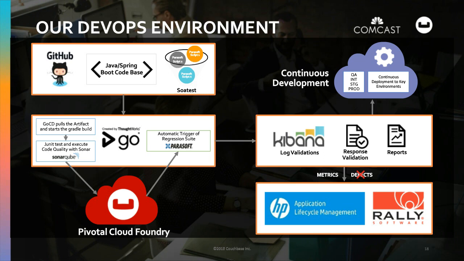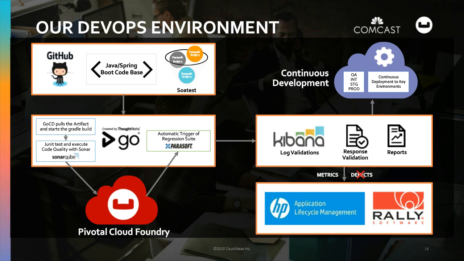So quickly walking through the flow, we use GitHub for our source code management, Parasol for our automated testing scripts. GoCD is our continuous integration, continuous delivery server. We use Sonar for code quality and code coverage reporting. We deploy into a Pivotal Cloud Foundry environment.